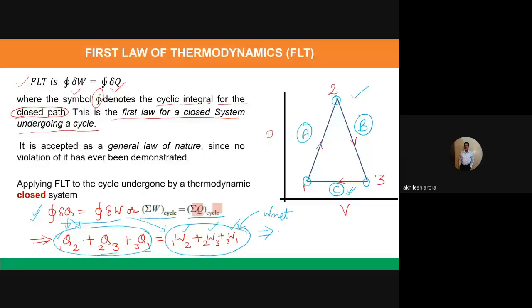So I can write W net is equal to Q1 to 2 plus Q2 to 3 plus Q3 to 1. This can also be said in this particular fashion, that the net work which is available in the cycle is given by Q1 to 2 plus Q2 to 3 plus Q3 to 1. I hope this is clear to you.